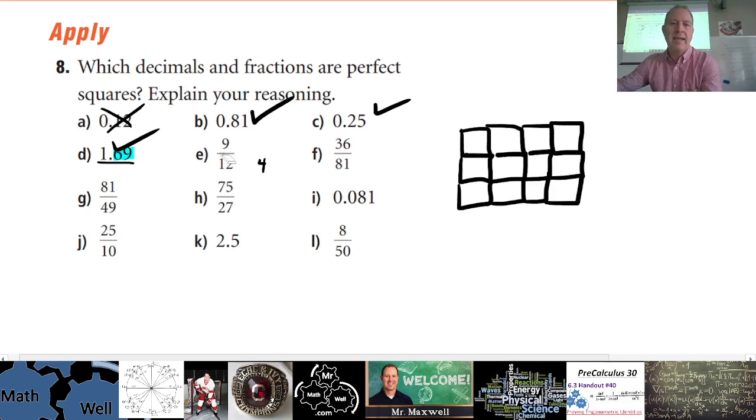Now, can I shade 9 out of 12 of these things and make a perfect square? Well, I can pick 9 out of here, I guess. I can pick 9 out of here. Now that looks like to me a perfect square. But does this follow the pattern of all of the other diagrams that we've had? No, it doesn't.